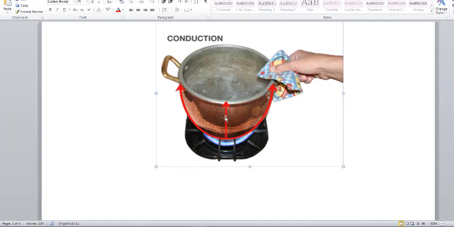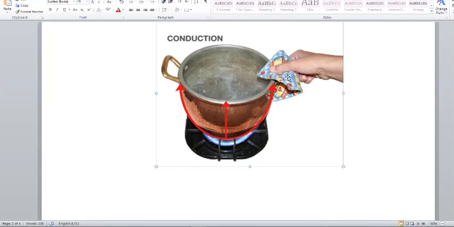It's the touch between two objects. The way heat is transferred between objects that touch each other. But here, if you notice, we have a piece of clothes. A piece of clothes is not a conductor. That's why we use it so that it doesn't burn our hands, because heat does not move through clothes quickly and easily, because it's not a conductor.